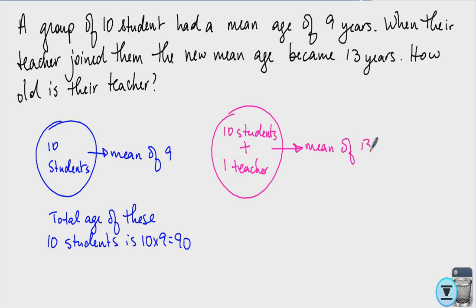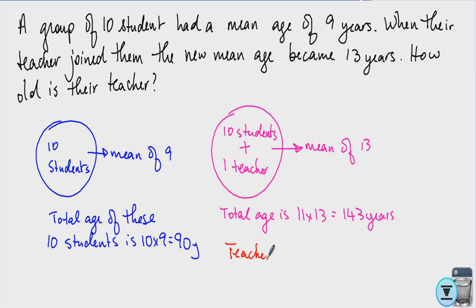Now the mean age became 13. What does this mean? This means now that their total age is 11 times 13. Because there were 10 students and there is now the teacher, so there's a combined total of 11. Their mean age is now 13, so we have a total of 143 years. So without their teacher, they were 90 years old. With their teacher, they are 143 years old. So I have found the age of the teacher.